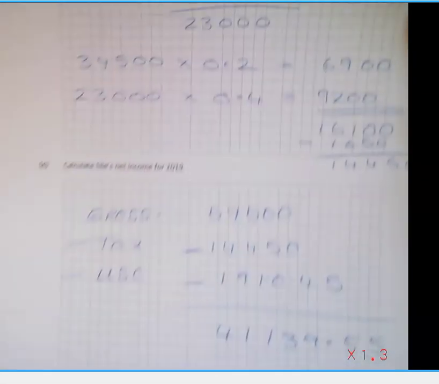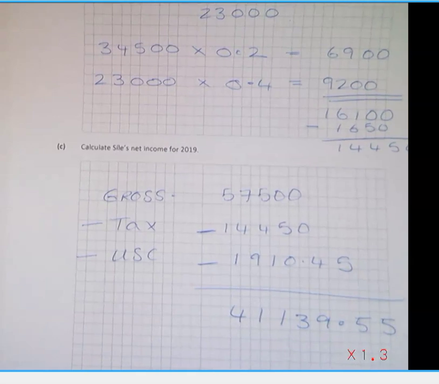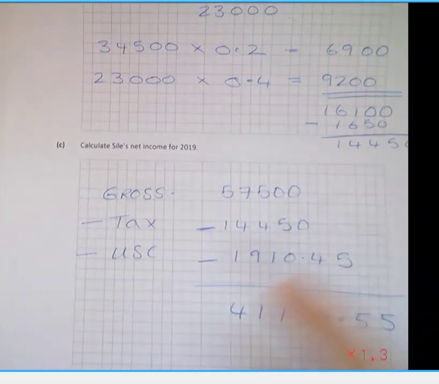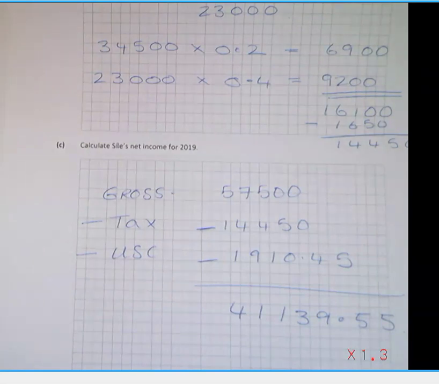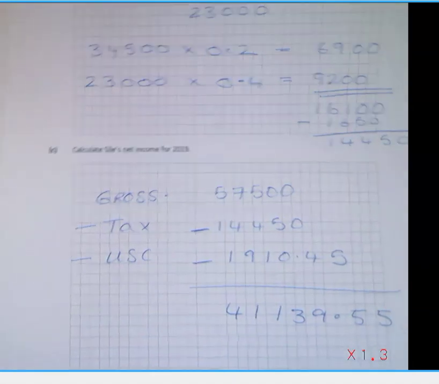And then finally, it asks you to calculate her income. So her income was her gross wage, take away her tax, take away her USC. So if we take away her tax, we're taking away 14,450. If we're taking away her USC, we're taking away 1,910.45. So Sheila's net pay, the money she takes home, was 41,139.55 for the year.